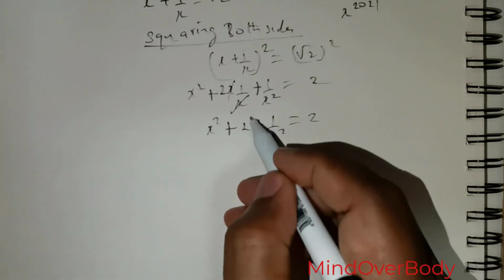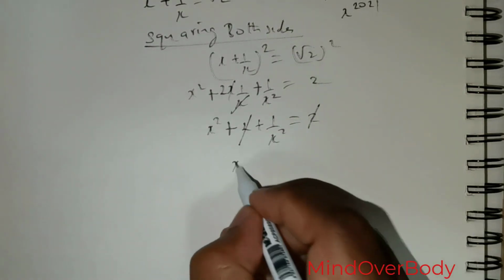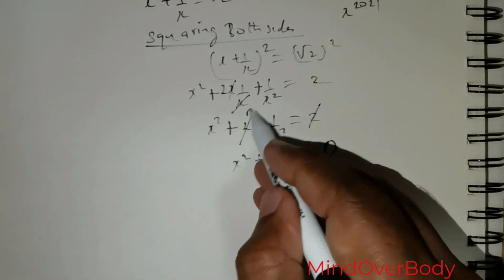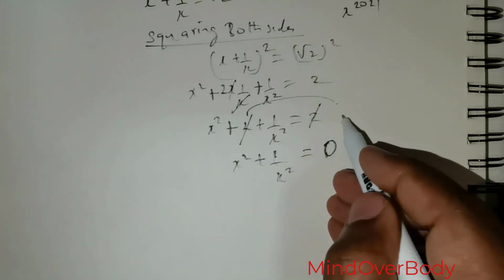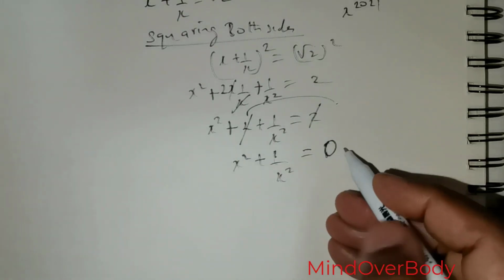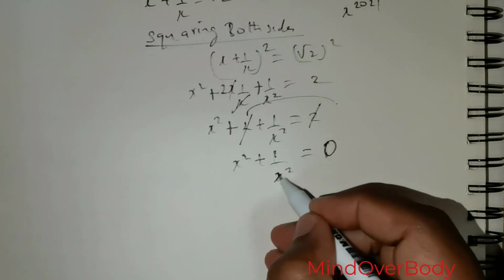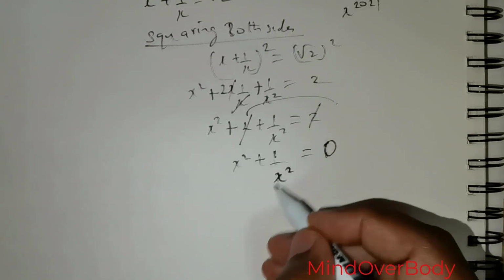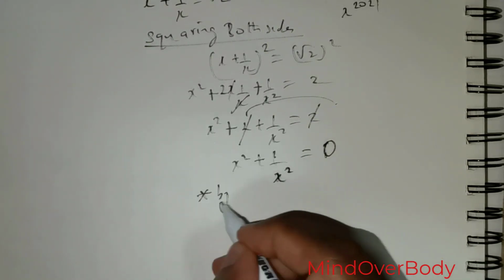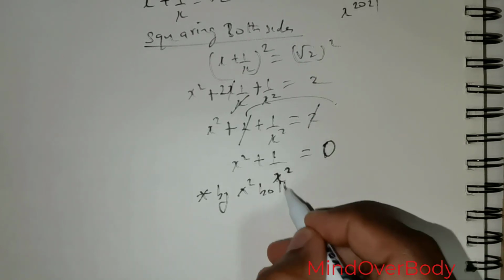Now the 2 here and the 2 here can be cancelled, equal to 0, because if I move this 2 to the other side, I get negative 2. So positive 2 and negative 2 get cancelled, giving me 2. Now the point is, I would like to remove this x^2. So the best thing would be to multiply by x^2 on both sides.